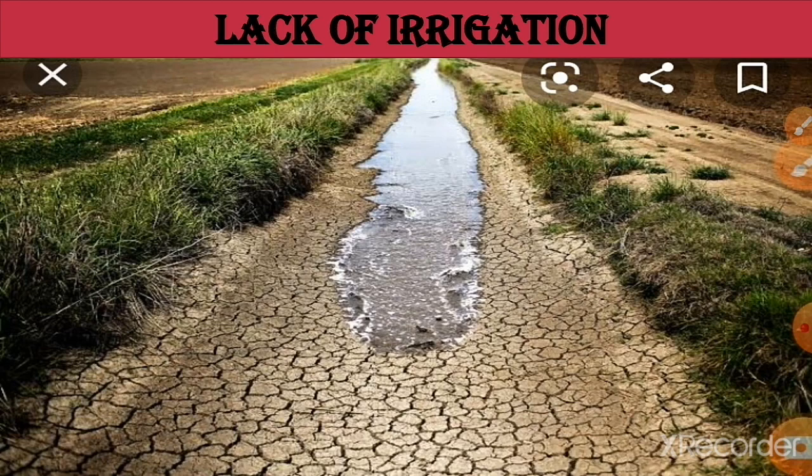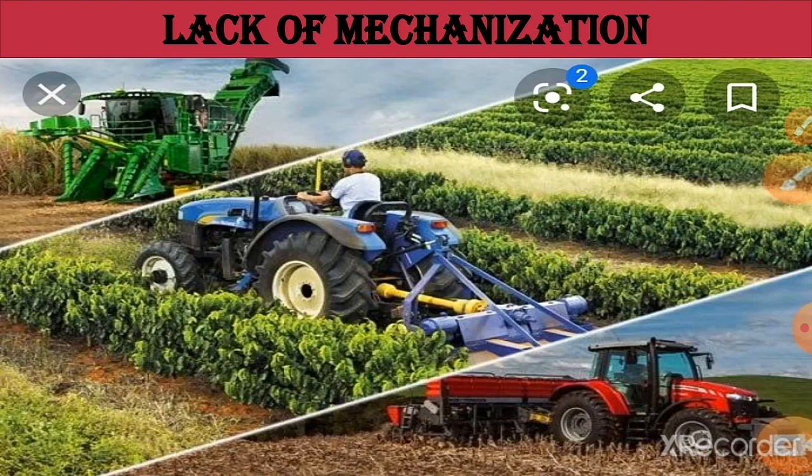The next important problem is lack of irrigation. Only one third of the cropped area falls under irrigated area. To make agriculture reliable, irrigation facility has to be developed. Next, lack of mechanization. In spite of the large-scale mechanization of agriculture in some parts of the country, most of the agricultural operations in large parts are carried on by human hand using simple and conventional tools.